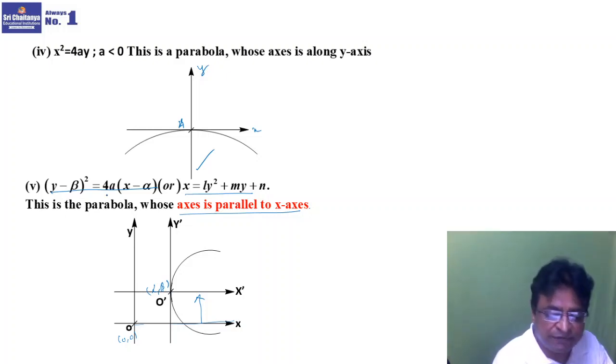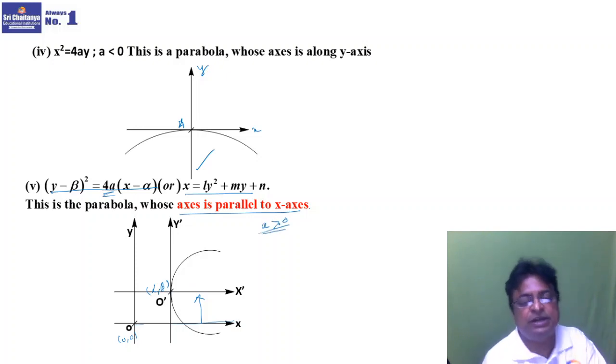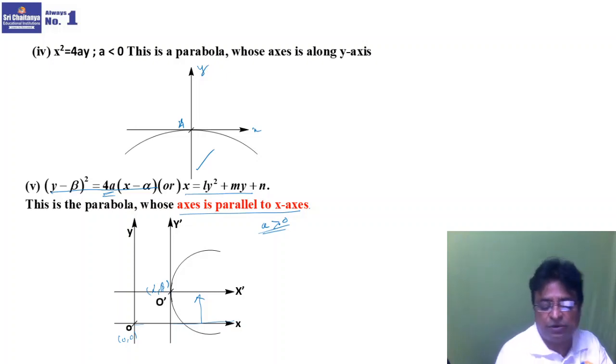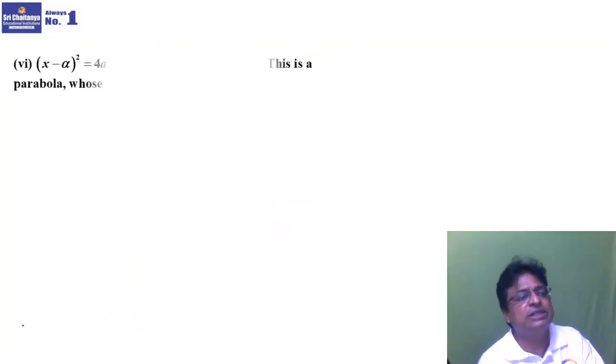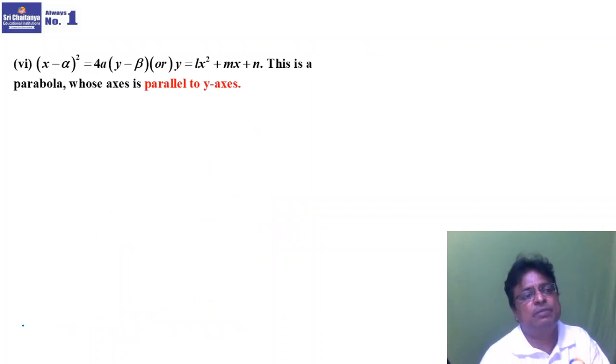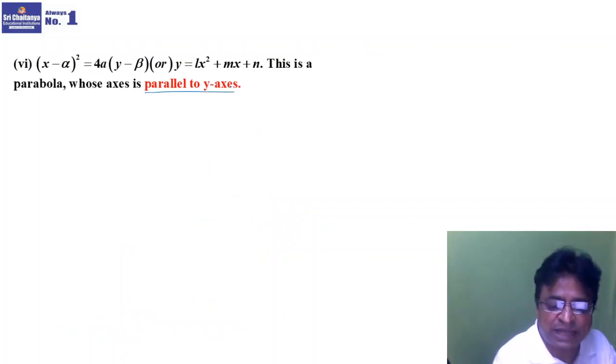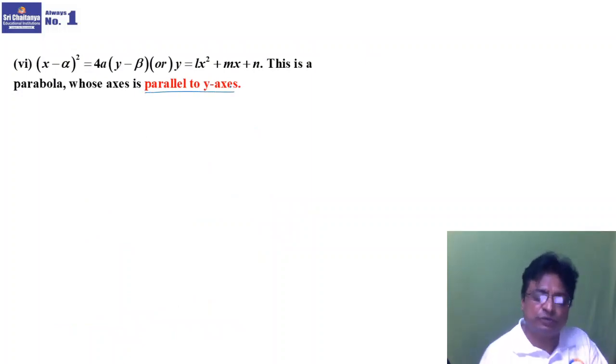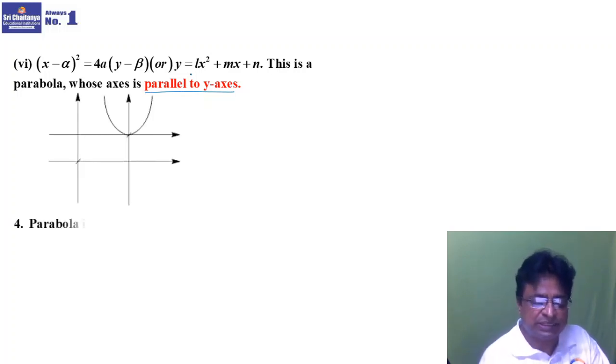Of course, for a greater than 0, don't forget, it is situated to the right of the y-axis, or if a is less than 0, then the curve is situated to the left, like this. Okay. Now on the same lines, the second form of the parabola whose axis is parallel to the y-axis is x minus alpha whole square is equal to 4a into y minus beta. Of course, the same thing we can expect here.